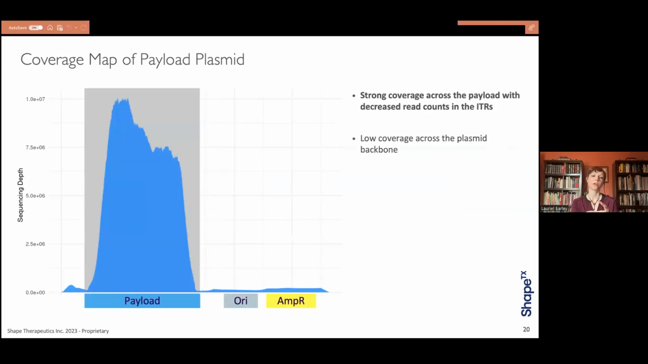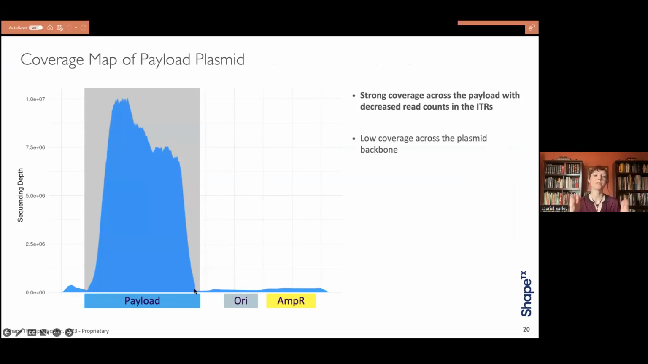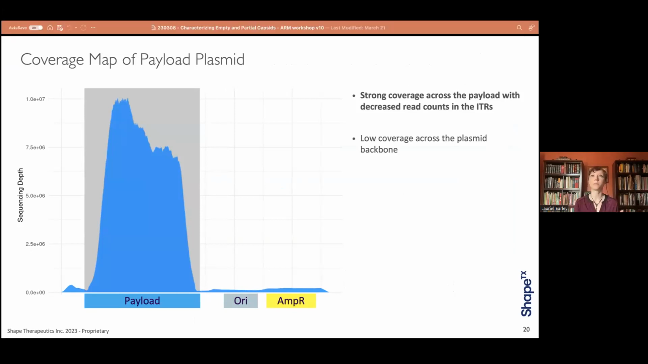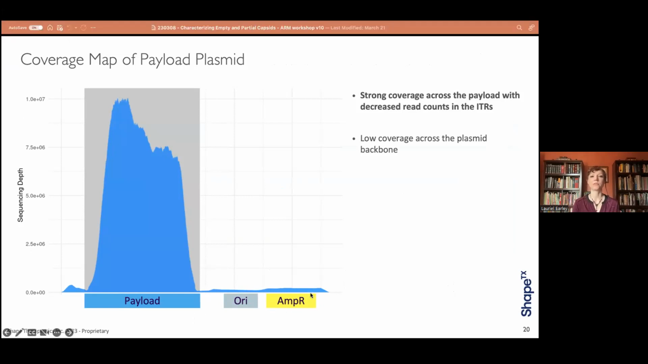Now we can also look at our coverage across payload plasmid maps using the short read sequencing to see where all these reads map to. And we can see that there's strong coverage across the payload, as we would expect from seeing that 90% of matching reads, with decreased counts across the ITRs. And the ITRs are, of course, right here at the ends of the genome, and we can see a decreased coverage there. And that's pretty typical for Illumina across AAV ITRs. Just those sequences are really problematic for sequencing. We can see there's low-level coverage across the origin of replication and the ampicillin resistance in the payload plasmid.